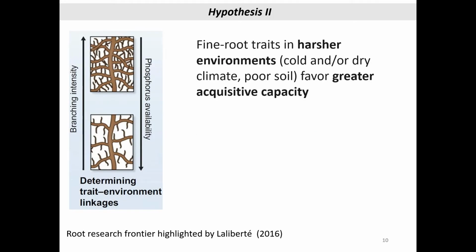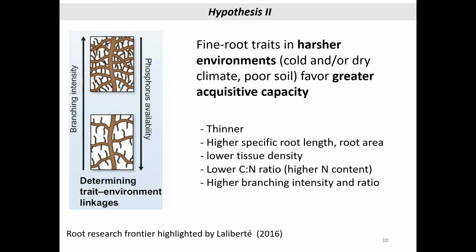All right, so the second objective of this project was to determine trait-environment linkages. And for that, the hypothesis I had was that fine root traits in harsher environments, so colder, drier, or with poorer soil, would favor greater acquisitive capacity. So that means that the fine root traits would represent an acquisitive strategy for resources. And that should translate into thinner fine roots with higher specific root length or root area, lower tissue density, lower carbon to nitrogen ratio, so higher nitrogen content, and higher branching intensity or branching ratio.